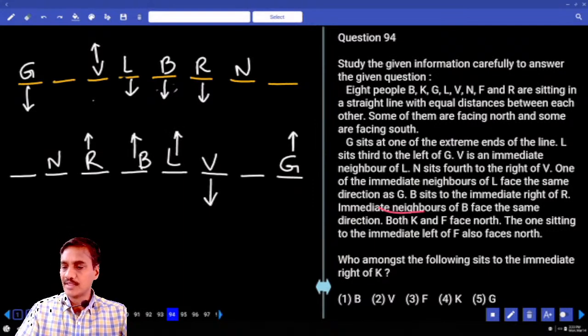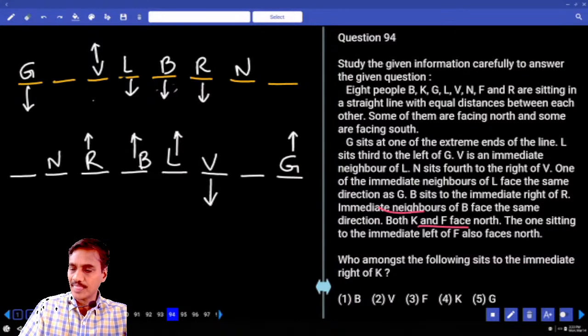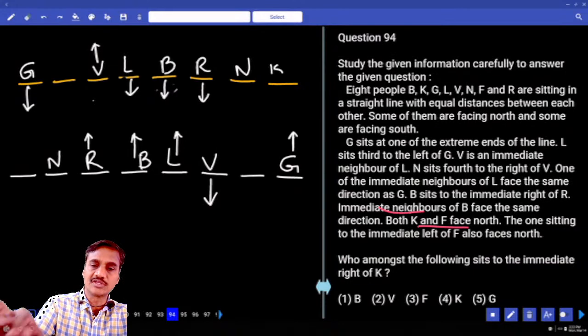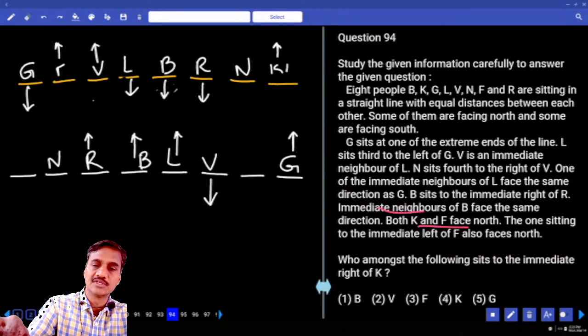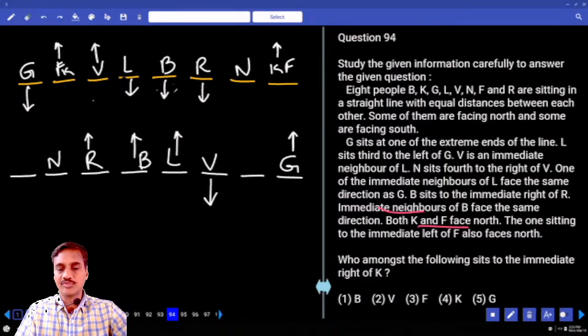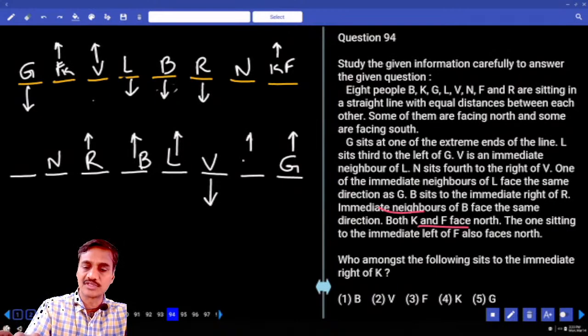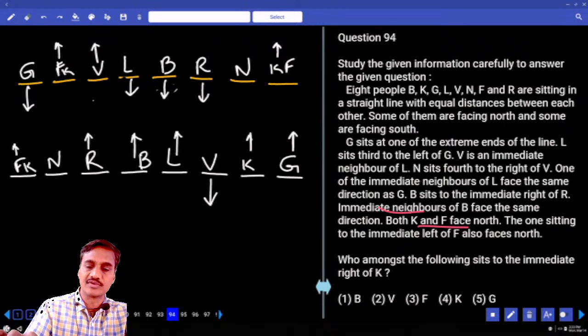And next one, both K and F are facing towards north. K as well as F are facing towards north. If K is here, F is here, or if F is here, K will be here, isn't it? Now K and F in any order, and both K and F are facing towards north. If K is here, F must be here, and if F is here, K must be here.